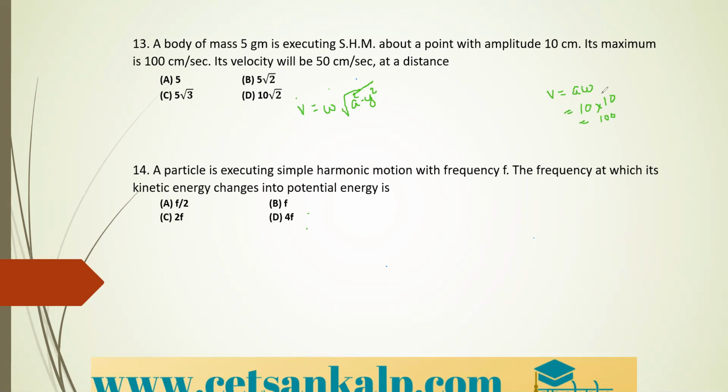Or instead of calculating, the maximum velocity is also given in the sum, that is 100 centimeter per second. Therefore, substitute in this formula, that is V is equal to, they have given it as 50, which is equal to 10, omega value, root of 10 square minus y square. Simplify this equation for y is equal to.